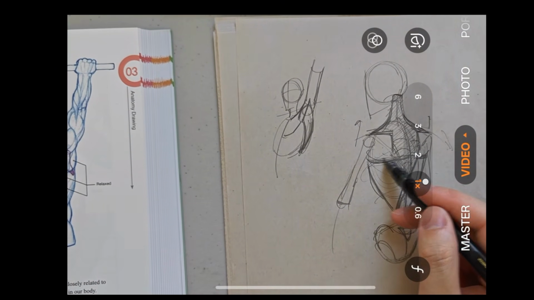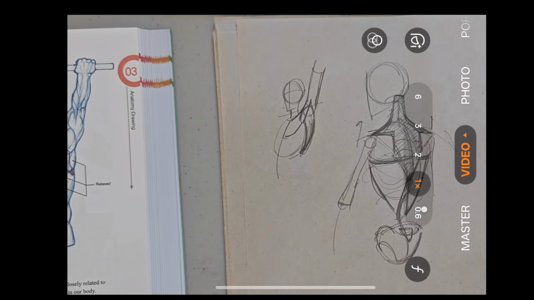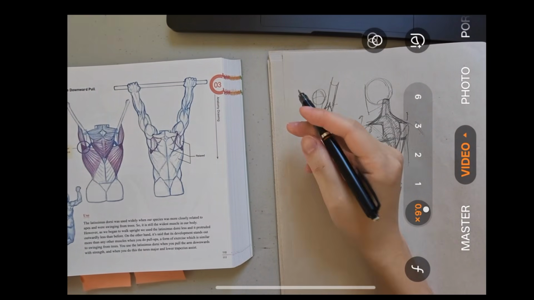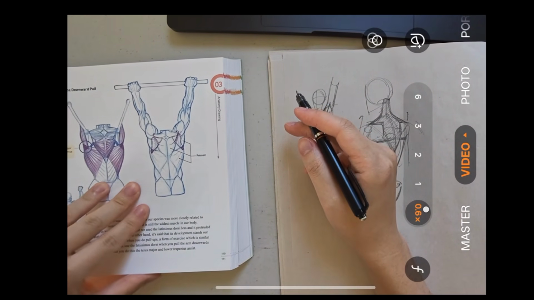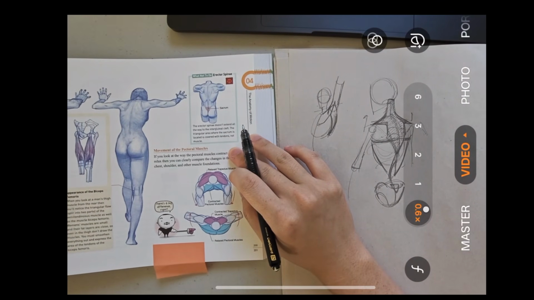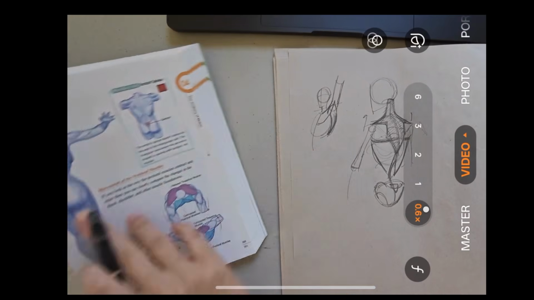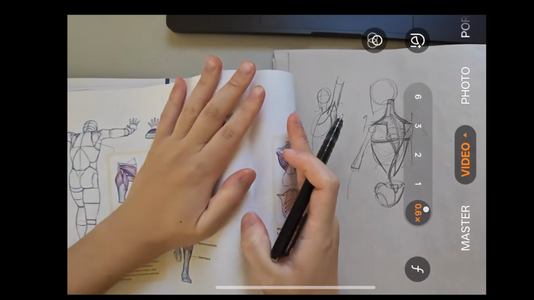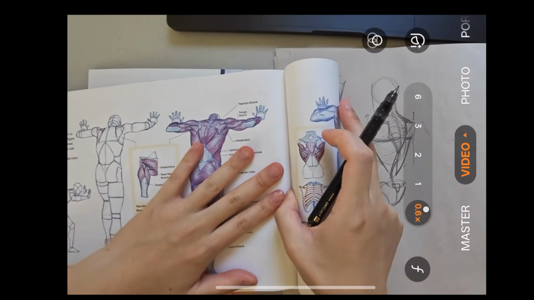The other big anatomy portion is going to be the erector spinae, or the middle spine area. So we kind of see that in here.